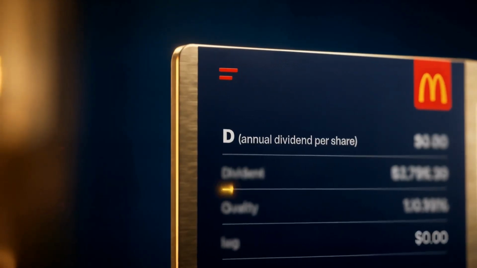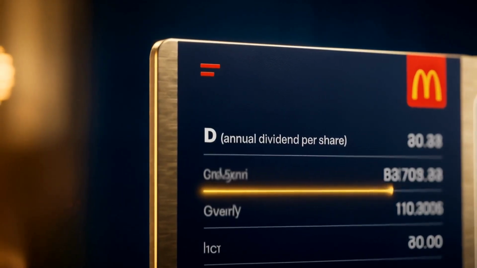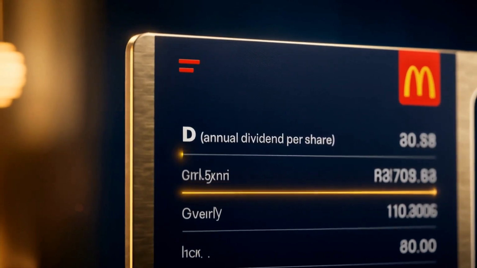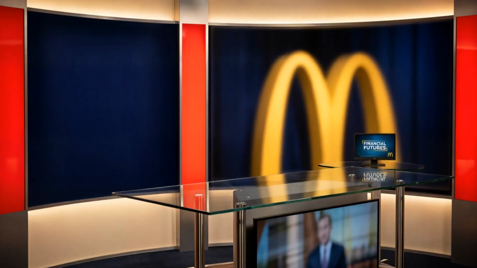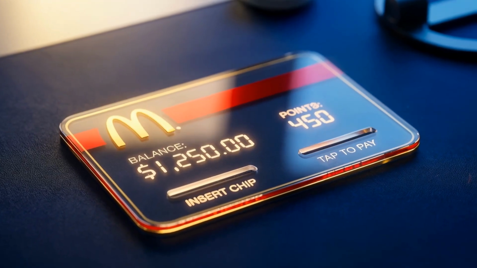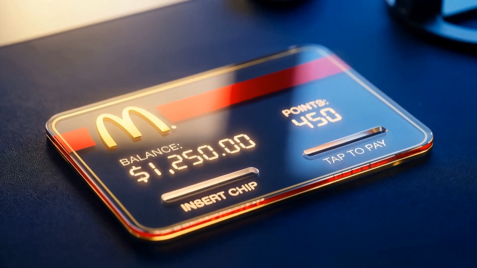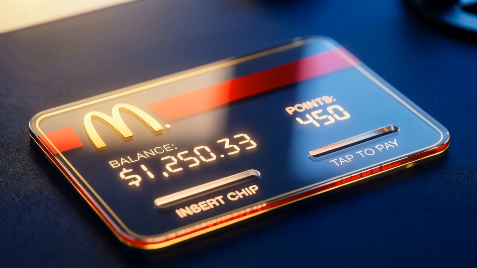Before we run the numbers, you need to know 2 variables. First is D, which stands for the current annual dividend per share that McDonald's pays out. This number changes when the company announces dividend increases or cuts, so you'll want to check McDonald's investor relations page for the latest figure. Second is P, the current share price of McDonald's stock. This fluctuates every trading day based on market conditions.